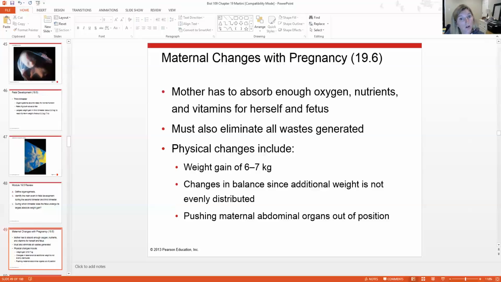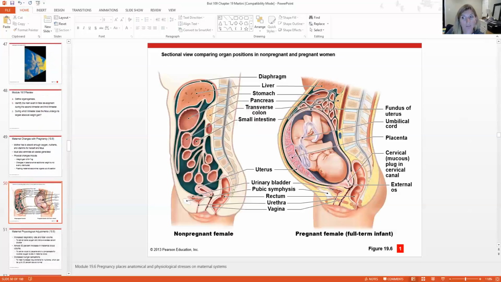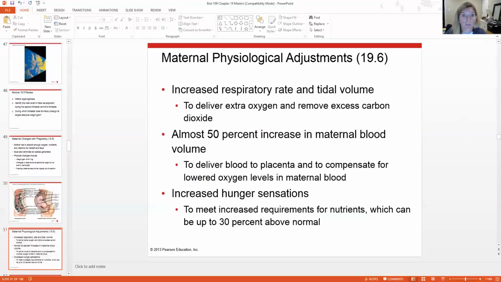Must also eliminate all of those wastes. So the physical changes include weight gain, changes in balance since additional weight is not evenly distributed, and the maternal abdominal organs are pushed out of position, which can be very uncomfortable, right? Heartburn, constipation, all that fun stuff that goes with being pregnant.